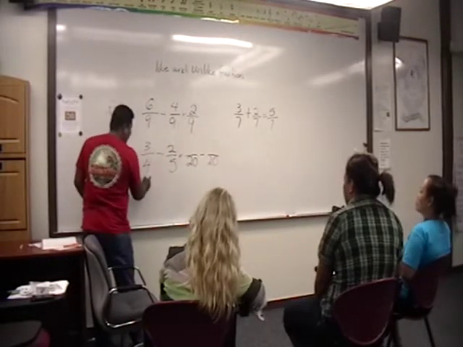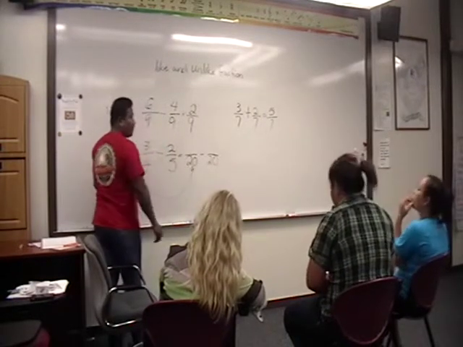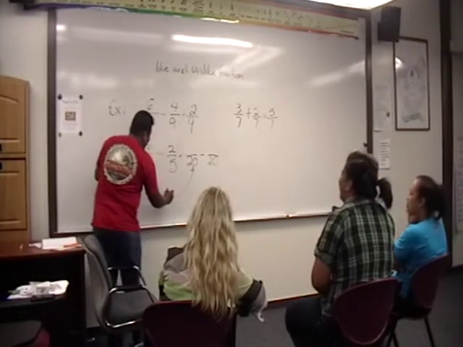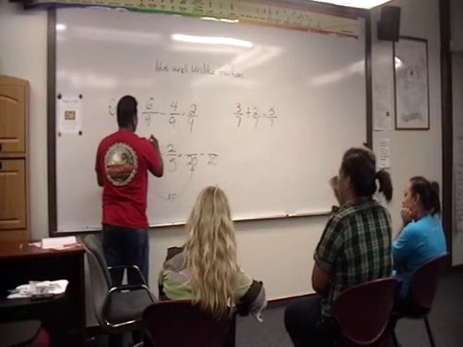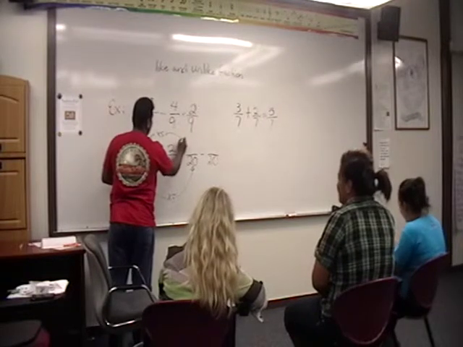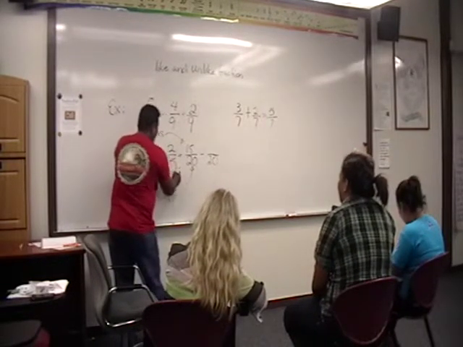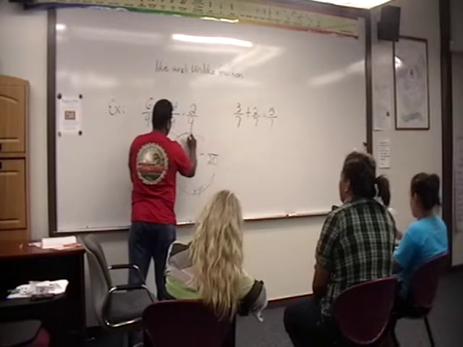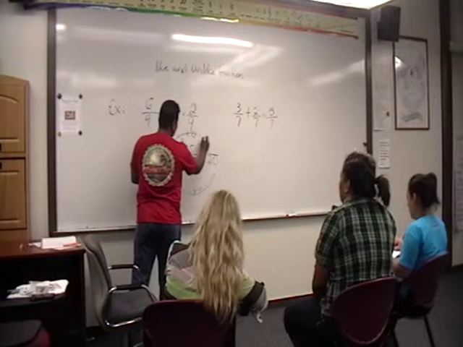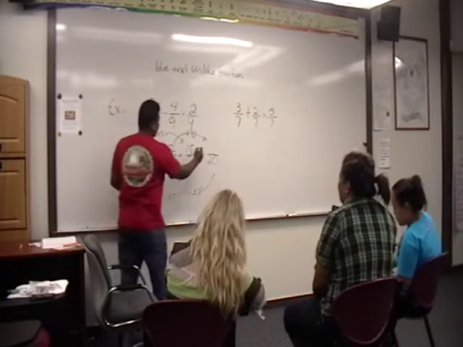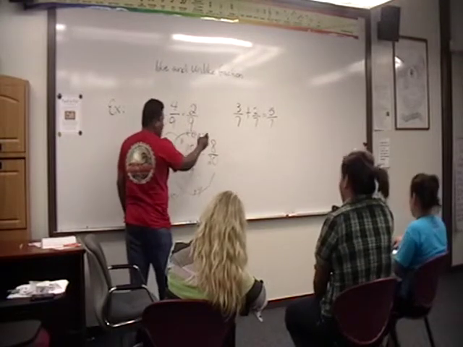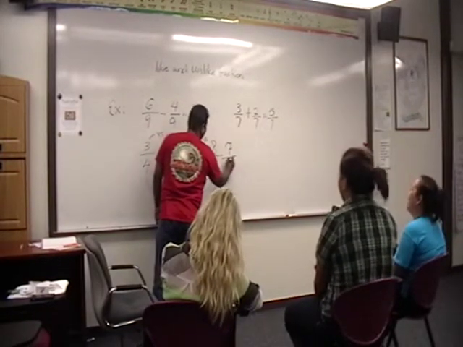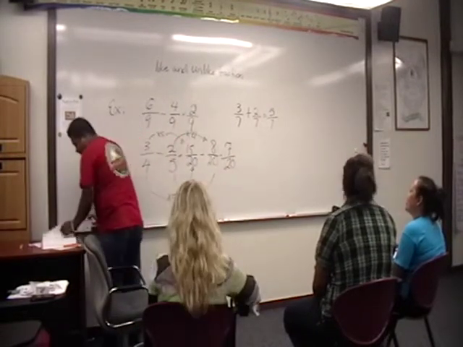Now, 4 times a number is 20: 5. 5 times the numerator 3 is 15. 4 times 5 is 20. 5 times a number 4 is 20, so you will also multiply by 4 here: 2 times 4 is 8. 15 minus 8 equals 7 over 20. Good student.